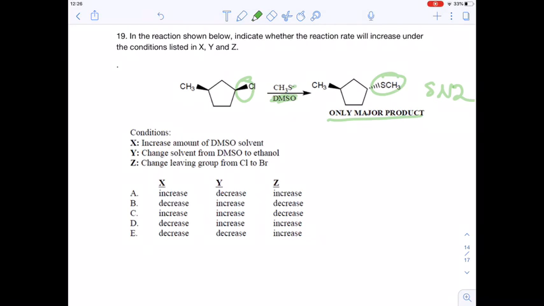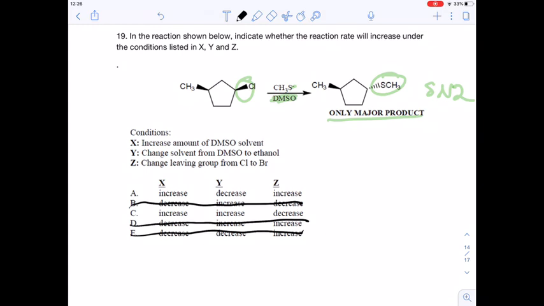Okay? So now we can look at the conditions and see whether or not this would increase the rate or decrease the rate of reaction for an SN2. So, increasing the amount of DMSO solvent. That's going to increase the rate of reaction because you're giving more polar aprotic solvent. So you can eliminate anything where it says that X will decrease the rate of reaction. Oops. So eliminate B, D, and E.